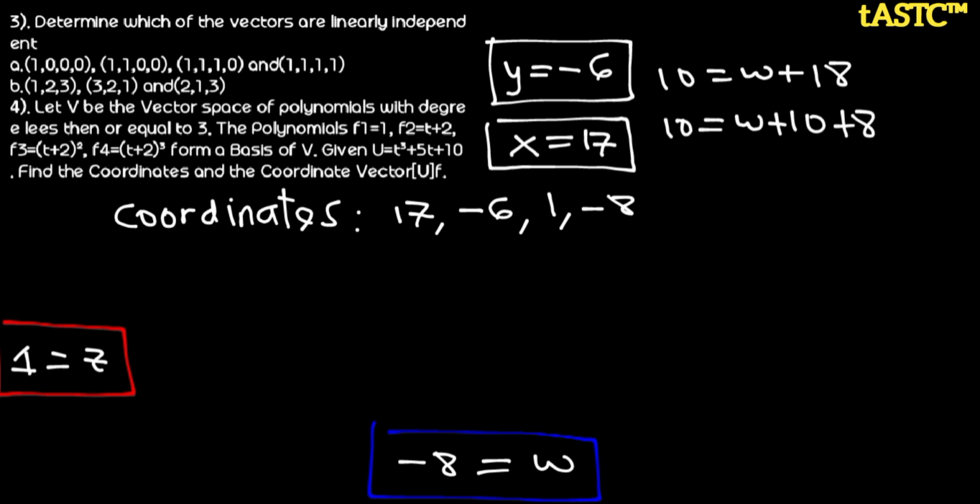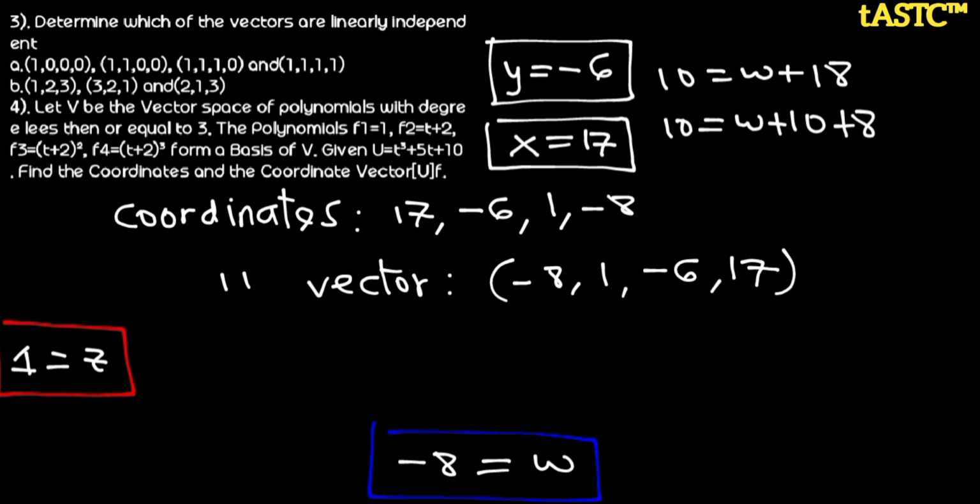Now, if we want to form the coordinate vector, that will be negative 8, you have a 1, you have a negative 6, and you have a 17. So that will be the answer to the question. That brings us to the end of this video.